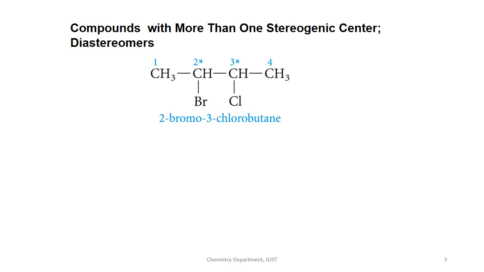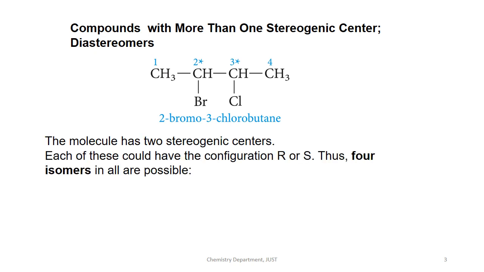In this example, 2-bromo-3-chlorobutane, we have two chiral centers. This carbon is chiral and this carbon is chiral. So now, because we have two chiral centers, each one of them can be R or S. So there are 4 possibilities: both of them R, or number 2 R and number 3 S, or the opposite, number 2 S and number 3 R, or both of them S. So we have 4 stereoisomers.